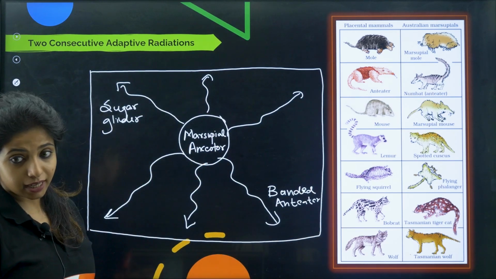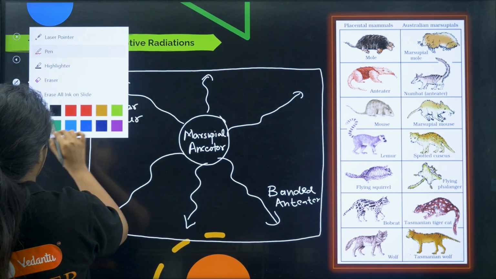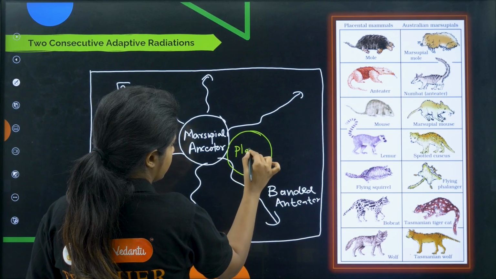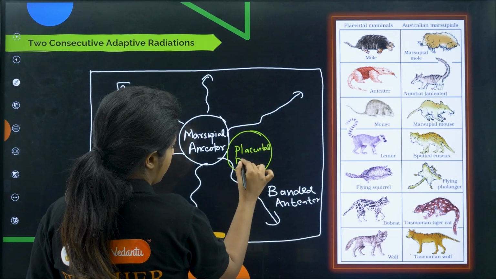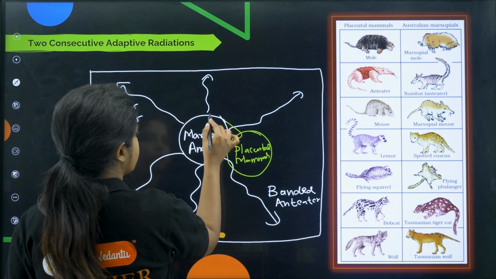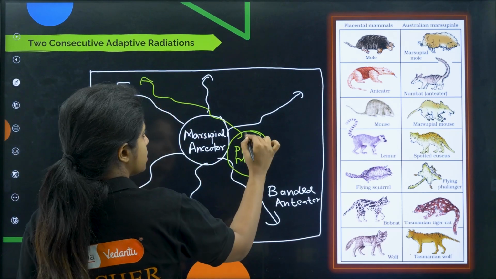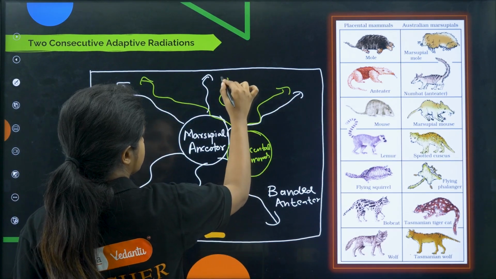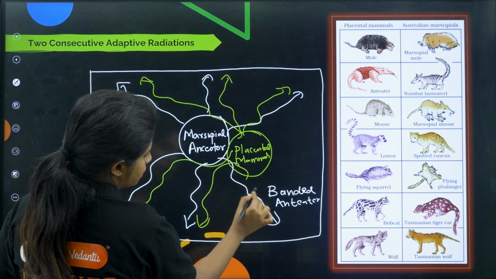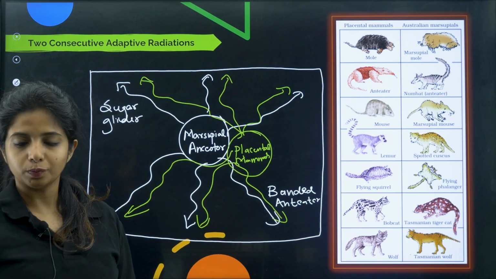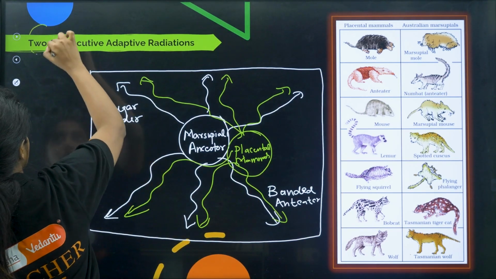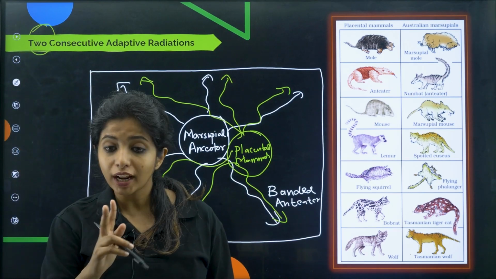Now I said same area, who is there? The next bunch of people is there. So what do we have? We have placental mammals. Now we had placental mammals as well over here. They will also radiate. Some of them will move to this area, some to this area, some to this area. Now, how many adaptive radiations are you seeing over here? I think we are seeing 2 adaptive radiations.